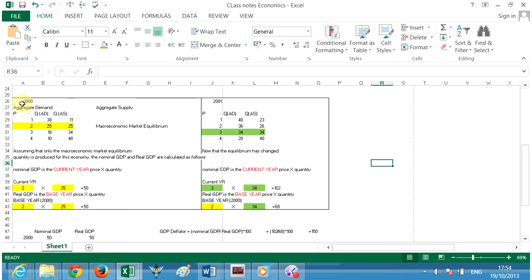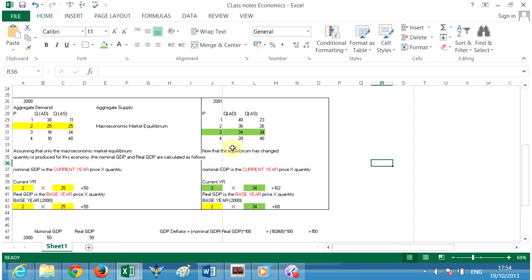Now we move down to the year 2000, the year 2001. I'll get to this side in a moment. But for right now, I want you to focus on the aggregate demand. At the price of 1, it is 38, at the price of 2, 25, at the price of 3, 18, and at the price of 4, 10. And this is the quantity supplied from the previous slide, where we aggregated all the economy together.